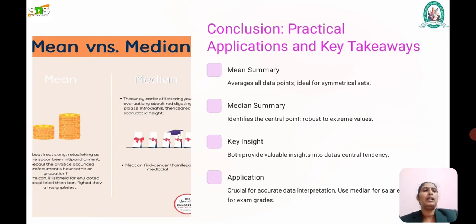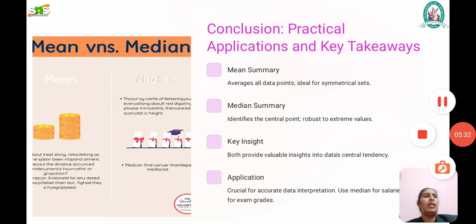In conclusion, I am recalling this session: mean is the overall value of the items, whereas median is the centermost value of the items. Both help us to find the measures of central tendency, and there are many applications, such as finding exam grades, salary, average weight of students, temperature, etc. You can deduce these using the mean and median.